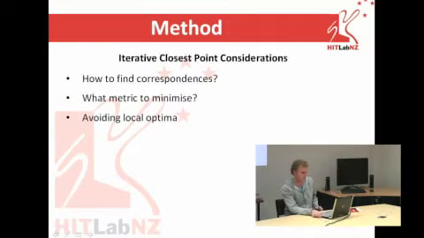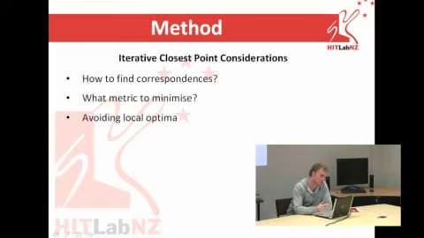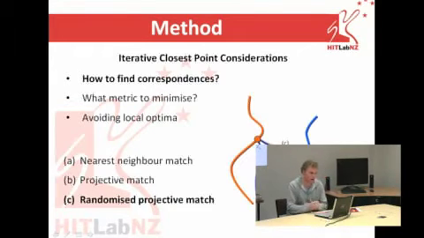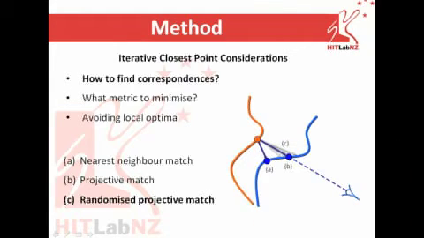However, it's not that simple, because there are a lot of different ways ICP can fail, can get stuck in local optima, and we've got to decide how we're going to find the correspondences and what distance we are going to minimize. First of all, how we find the correspondences. The simplest and most obvious way is to find the nearest neighbor. So for every point in the model, find the nearest point in the observation. That's great, except it takes a long time to search. Finding nearest neighbors is computationally intensive, so we want to look for a better solution.